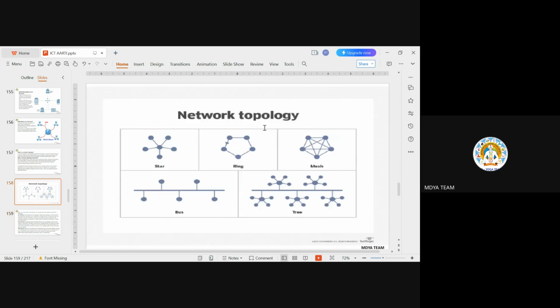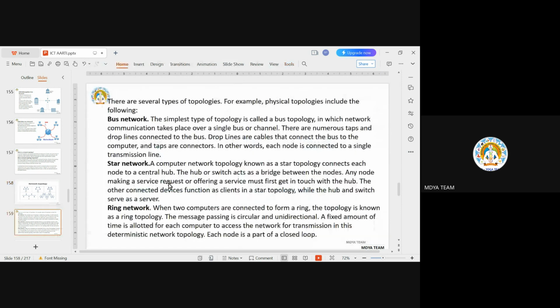Star network. It is a diagram of the star network in which one device is placed in the center and all other devices are around it, so they look like a star. So what is the center? The center device is the hub.